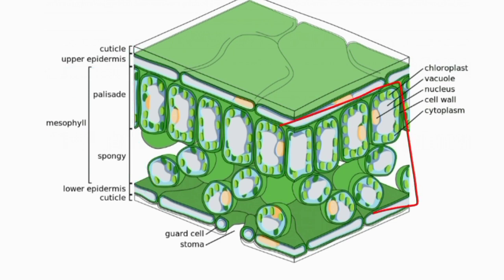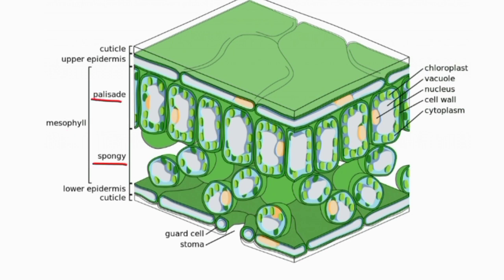This middle part is the mesophyll. Between the upper epidermis and the lower epidermis is the middle part, which is known as the mesophyll. And this mesophyll is divided into two types of cells: the palisade mesophyll cells and the spongy mesophyll cells.